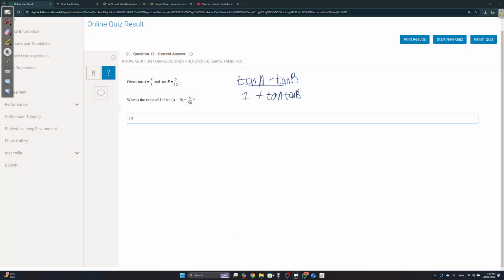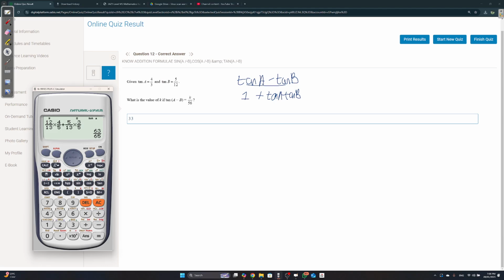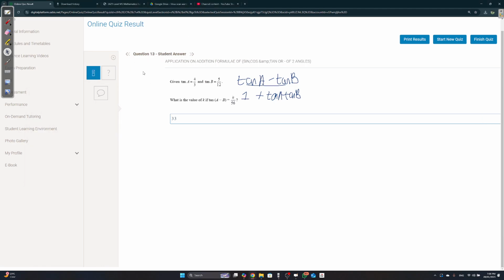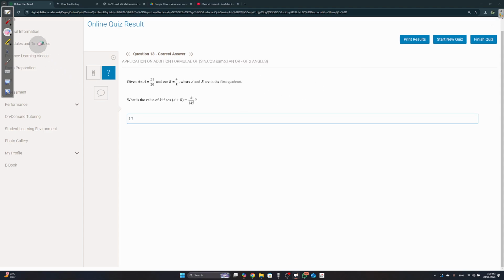Let's take a look at what we have. We have tan A and tan B given. So 4 over 3, always put a fraction first. So you're going to put another fraction, 4 over 3, minus, within the fraction, tan B, which is another fraction, 5 over 12, over 1 plus tan A tan B. So 1 plus, let's put in brackets now, 4 over 3 times 5 over 12. Close the bracket. Let's see, 33 over 56, k is 33. Very, very easy, very simple, very good, very nice.